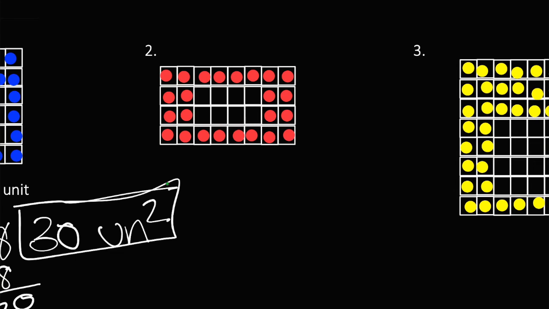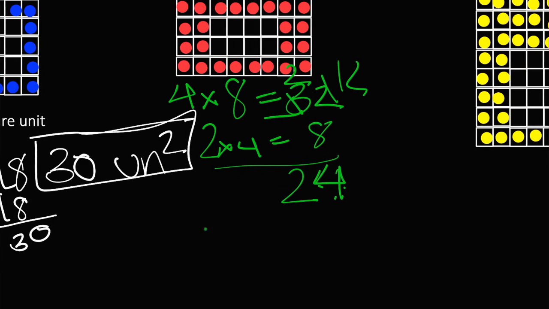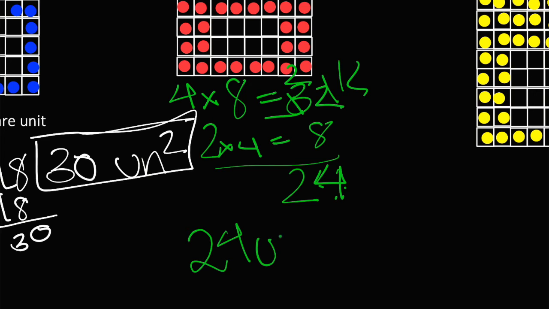So here we're going to figure out the side lengths again. So 1, 2, 3, 4. 4 by 1, 2, 3, 4, 5, 6, 7, 8. 4 by 8 is going to be 32. Then to find the inside, we go 1, 2, 2 by 1, 2, 3, 4. 2 by 4 is going to be 8, and 32 minus 8, we're going to do that, and we got 24. So we know that our total answer is going to be 24 units squared.